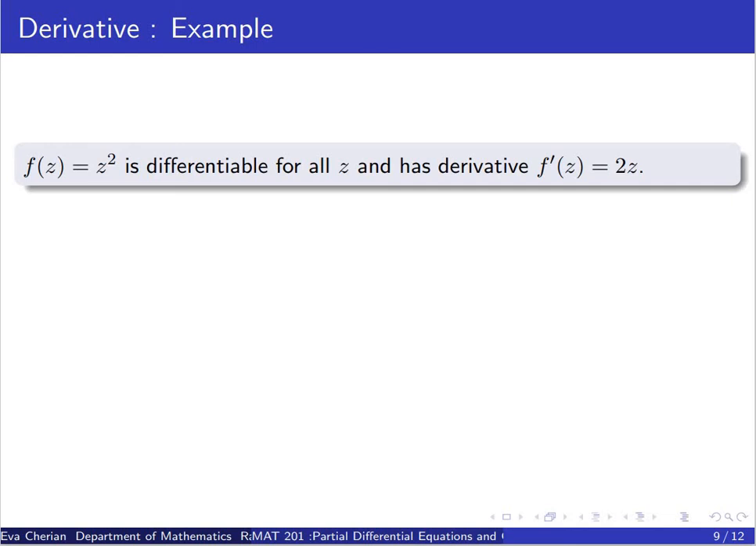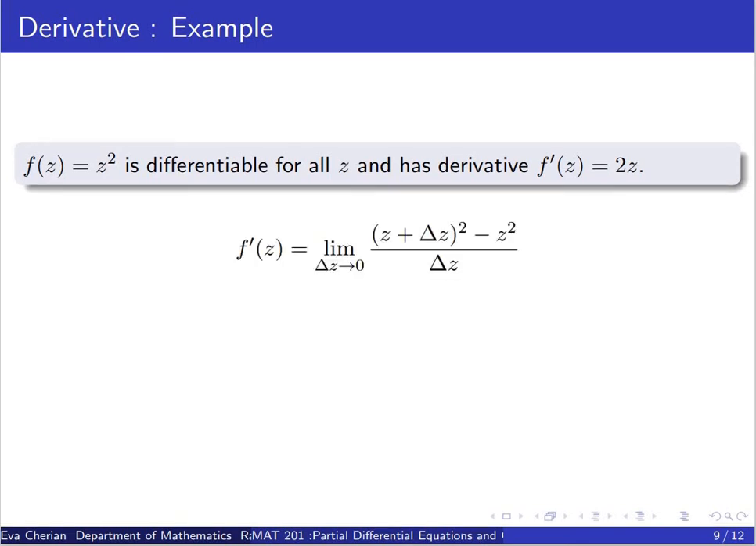Let's look at an example. f of z equal to z square is differentiable for all z and has derivative f dash z equal to 2z. Let's apply the definition of derivative to this problem. f dash of z will be limit delta z tends to 0, ((z plus delta z) the whole square minus z square) divided by delta z. This is after substituting the definition of the function f of z.